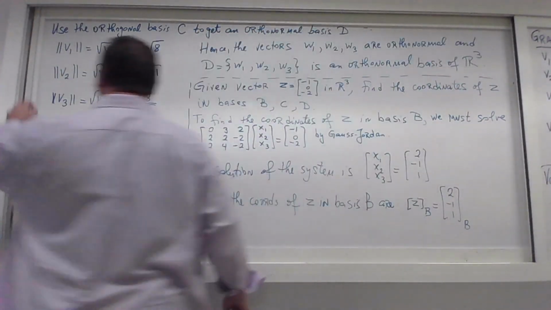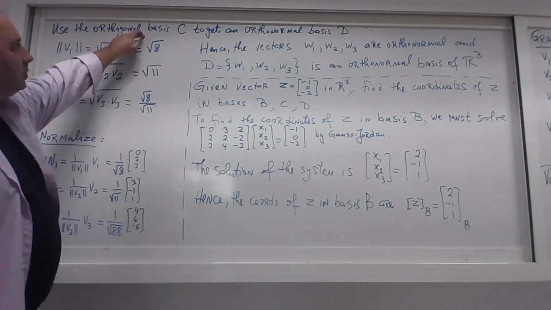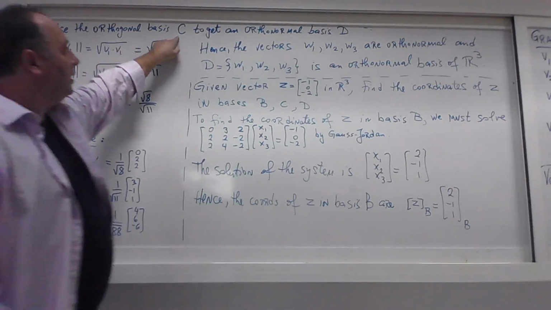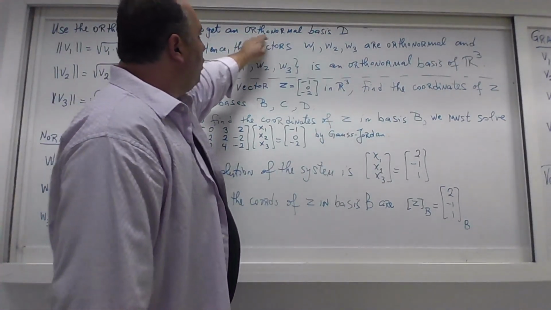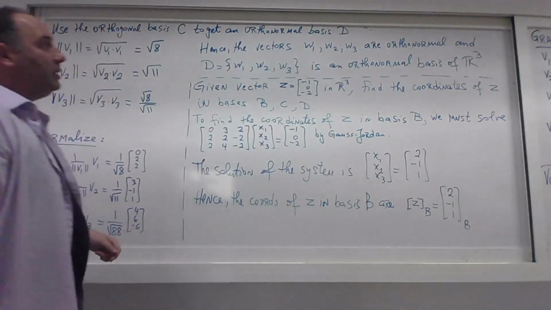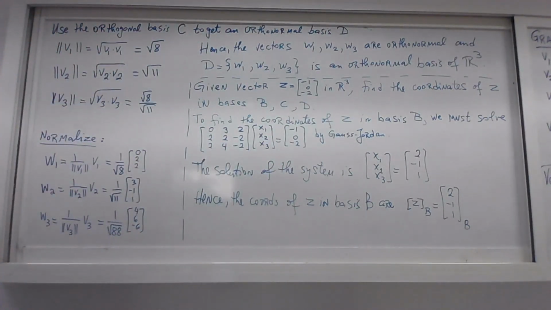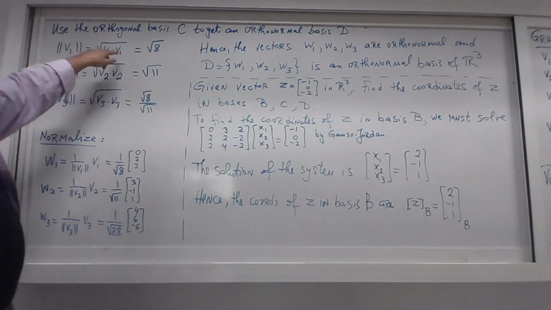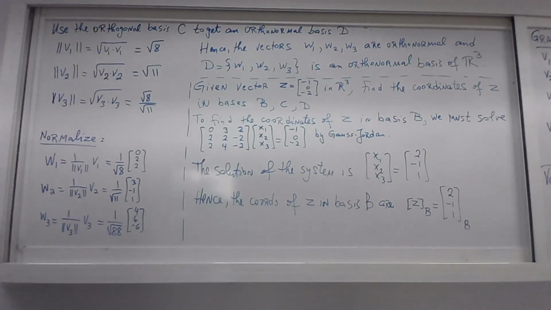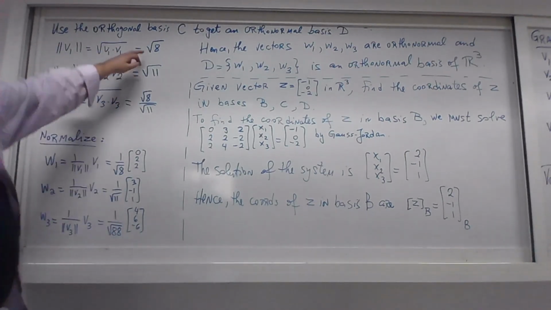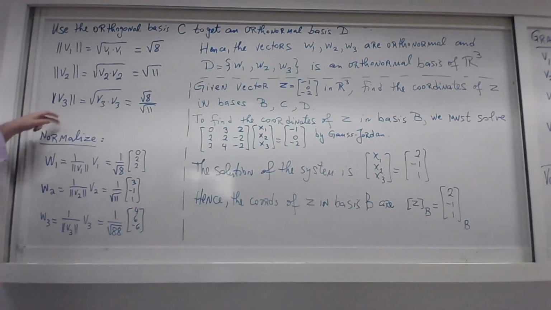Let's start with our orthogonal basis C that we just computed, and let's get an orthonormal basis D. What is an orthonormal basis? It's an orthogonal basis where every vector in the basis is actually a unit vector. How do we get the unit vectors? It's simple. We take a vector and normalize it, which means dividing the vector by its norm. So the norm of V1 is the radical of the dot product of V1 with itself, radical 8. Then the norm of V2, the norm of V3. We just do the computation.